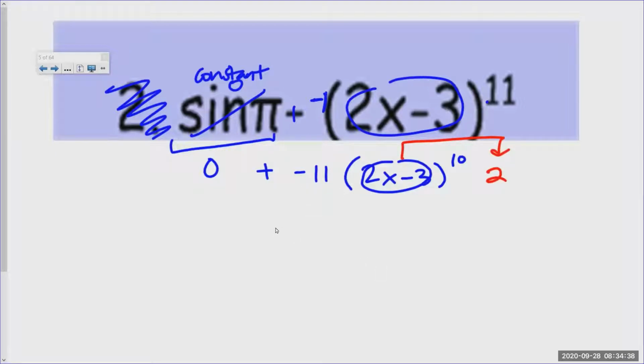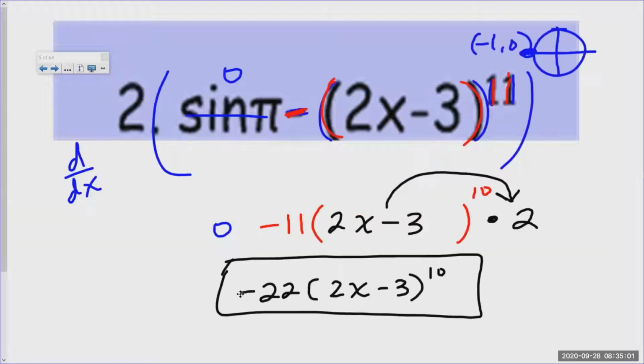So this answer, when I'm all done, I know you guys probably think it's a little awkward I put a plus here. Sometimes it's helpful, sometimes it's not, and here it wasn't too helpful. But this will be 2 times negative 11, which will be negative 22, times the quantity 2x minus 3 raised to the 10th power. And that's going to be my final answer here. You guys okay with this one? Hopefully I did this one right.